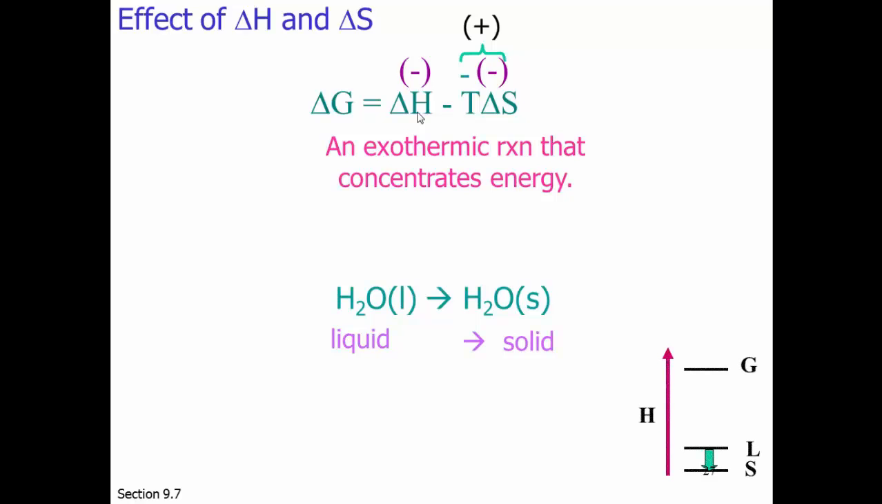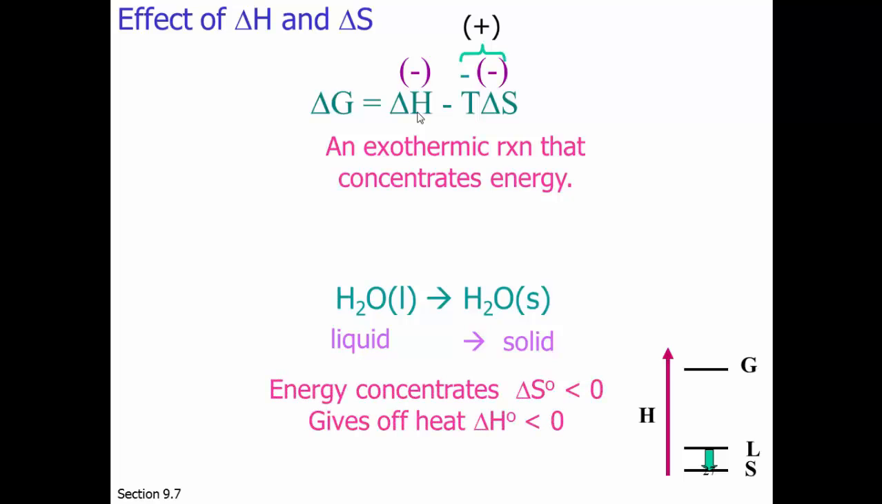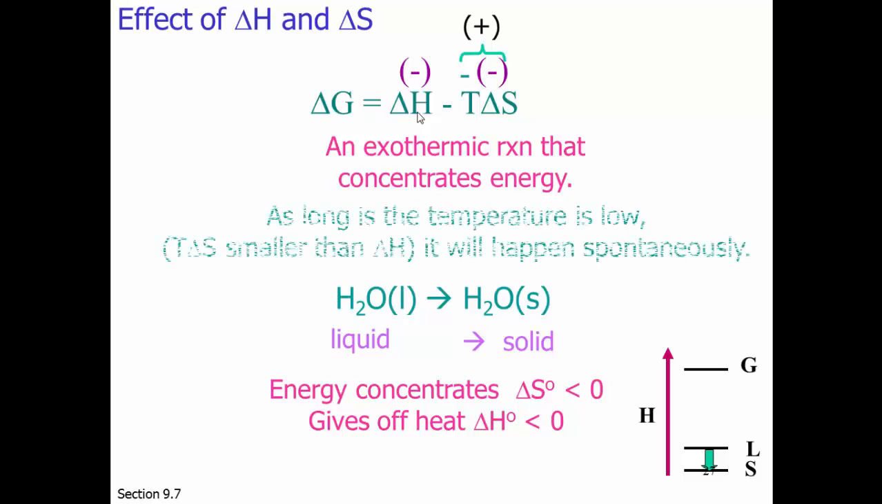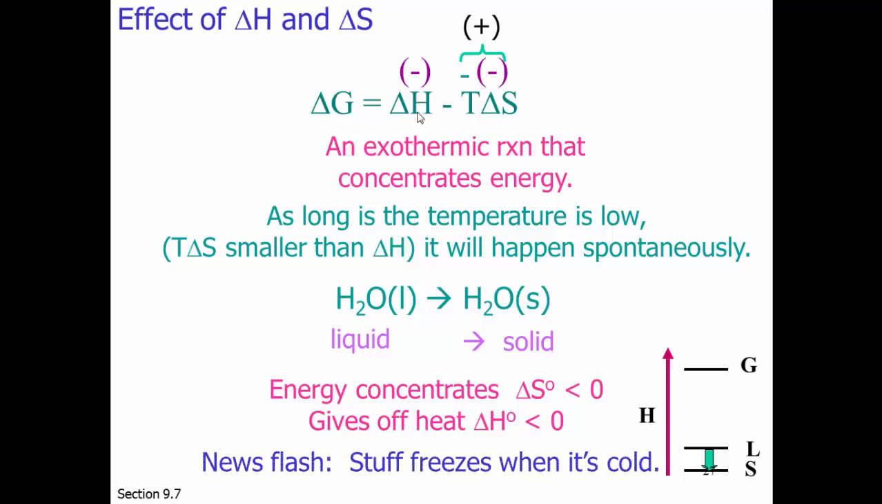If you look at our graph, we're going from liquid to solid, so delta H is negative. Delta S is also negative. So as long as the temperature is low, water will freeze. But that's news for you. Stuff freezes when it's cold. But now you can explain it in terms of delta G. Delta H is negative, delta S is negative. The temperature has to be low in order for the delta H term to win and delta G to be negative.